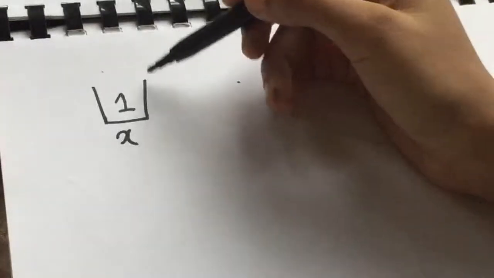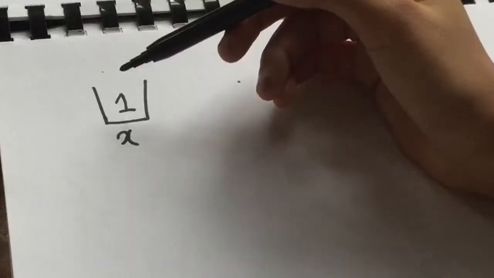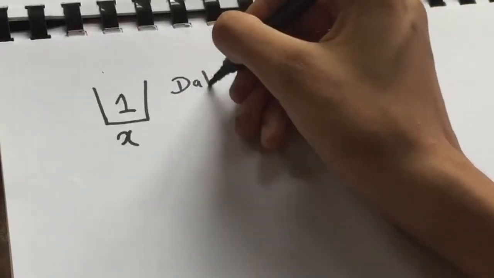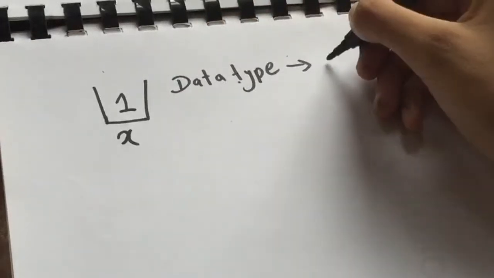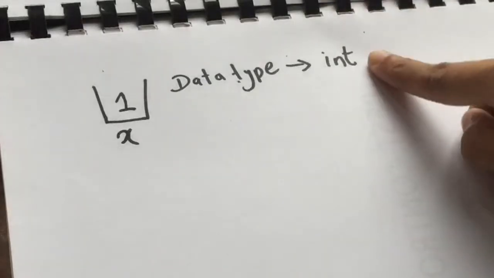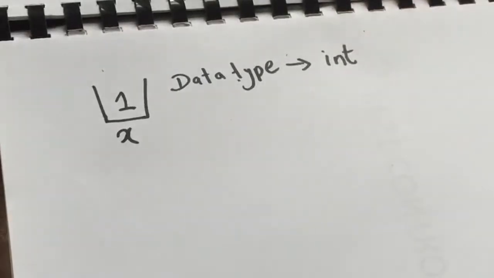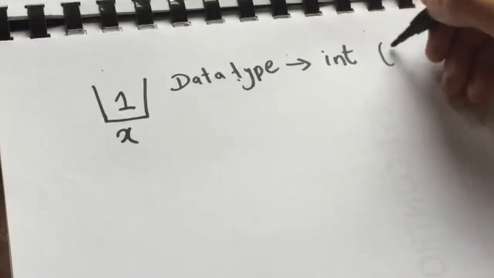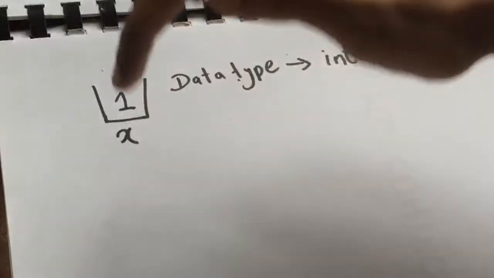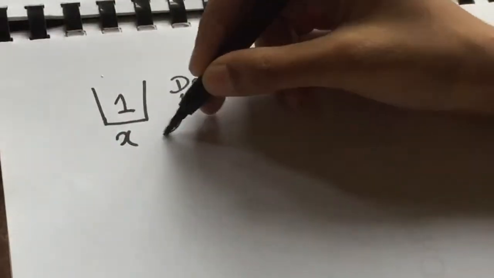Okay, so if you come to the previous example, we have a variable called x and the value is 1. There's another thing called data type. Someone asks you what is the data type of this x? It is an int. In Python, we call it int. Actually, this means an integer. So the data type of this x is an integer.